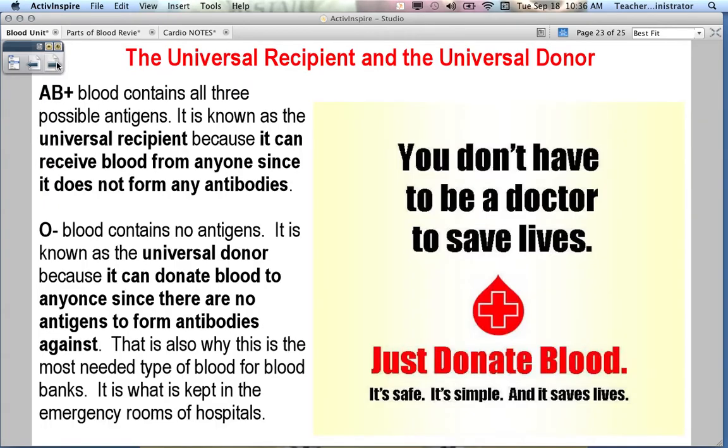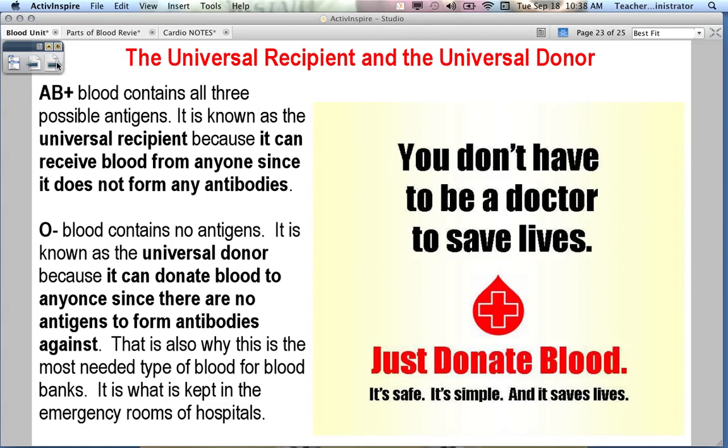There's something called the universal recipient and the universal donor. The universal recipient happens to be AB positive blood. It is the type of blood that can receive blood from any other blood type. The reason why is because it contains all 3 possible antigens, the A antigen, the B antigen, and the Rh.